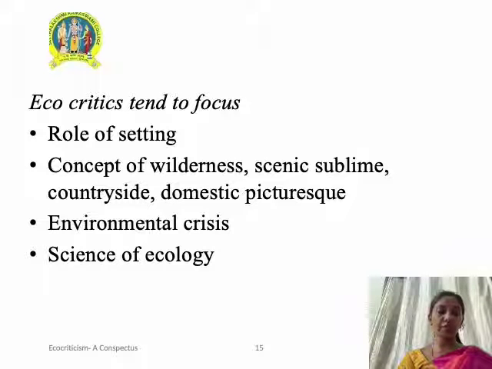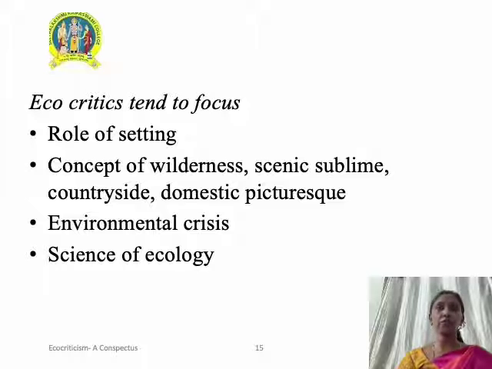For example, the wilderness in deserts and other lands, and also the scenic sublime like forests, lakes, mountains, cliffs, waterfalls, and also the countryside, for example hills, fields and woods. And we have the domestic picturesque, like parks, gardens and lanes. So mainly eco-critics focus on these things, and they also focus on the representation of nature in the text and the concept of nature that has changed over time.